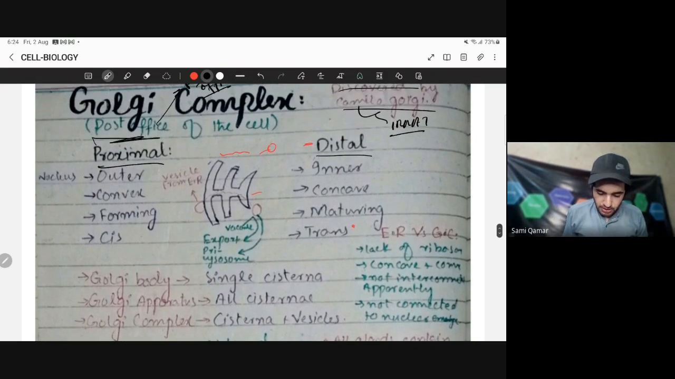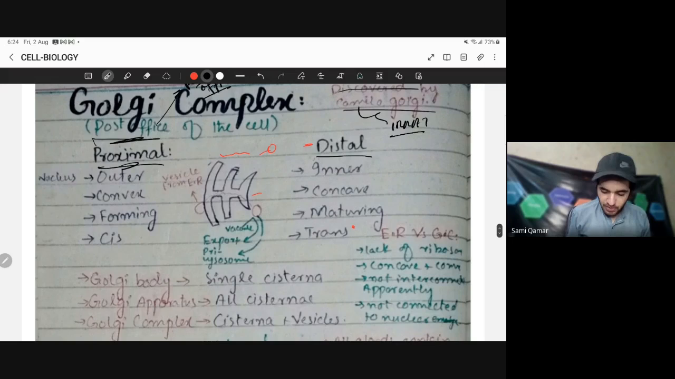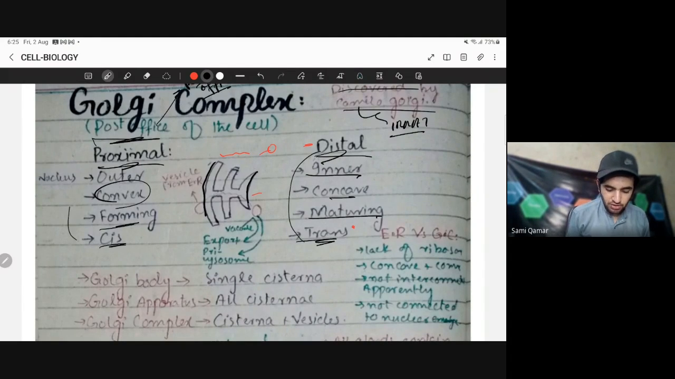I hope you guys got this. This is the proximal region and this is the distal region. The proximal region is known as the cis or forming phase. It is convex. This is the convex phase, and this is going to be the concave phase. It is the inner, maturing phase, also known as the trans or distal phase. Cis or proximal phase.